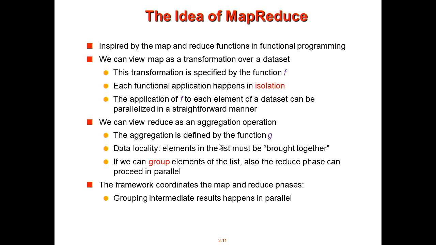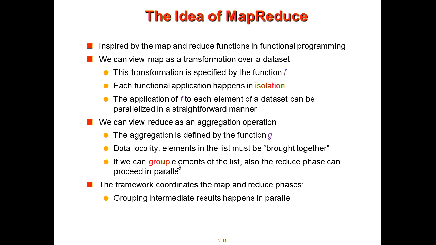So we can think of aggregation as defined by the function g. And elements in the list must be brought together. From different mapper outputs, all the values relevant to the same key will be grouped together and attached to this key. As a result, what the reducer receives is a key and a list of values, and these values are collected from the output of all the mappers.